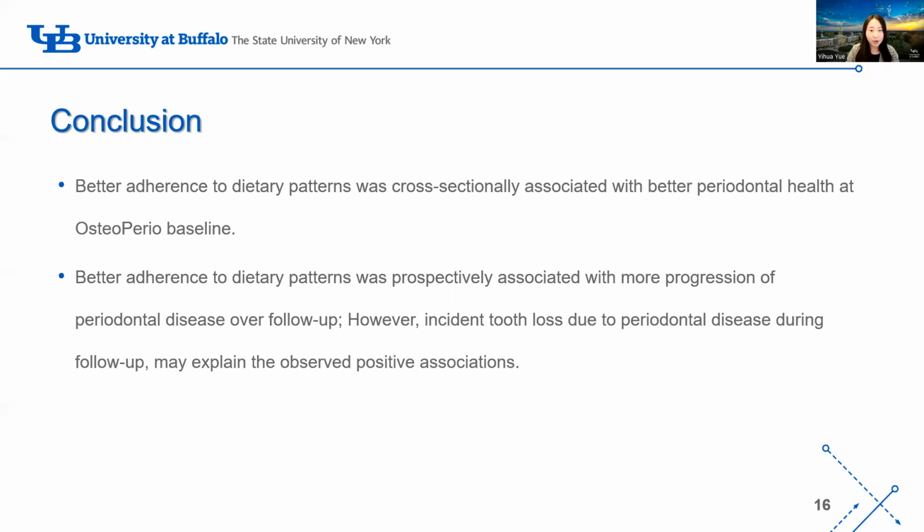In conclusion, from this study, we found that better adherence to dietary patterns was cross-sectionally associated with better periodontal health at OsteoPerio baseline. Better adherence to dietary patterns was prospectively associated with more progression of periodontal disease over follow-up. However, incident tooth loss due to periodontal disease during follow-up may explain the observed positive association.